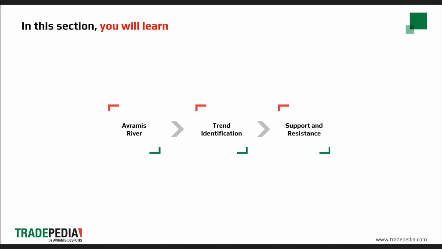So in this section, you will learn Avramis River, trend identification, and support and resistance. So how do you use it exactly? How do you find the support and resistance? How do you identify any bullish or bearish trend, any form of reversal, and stuff like that?